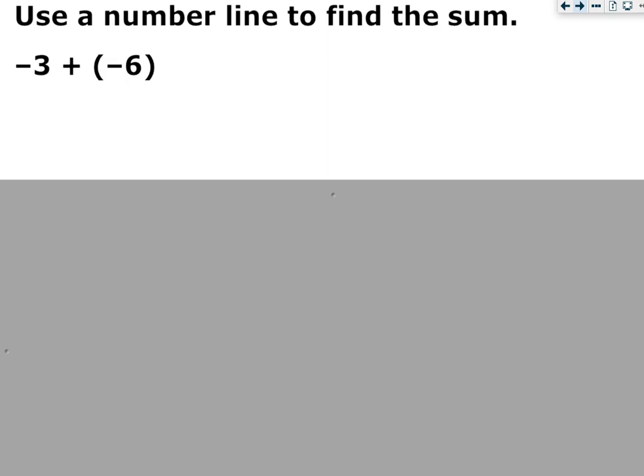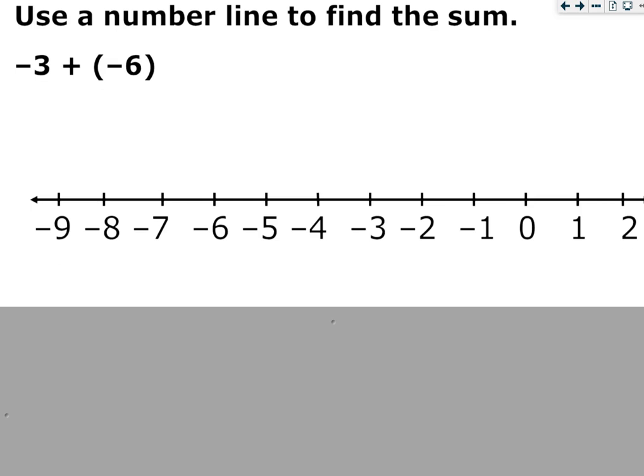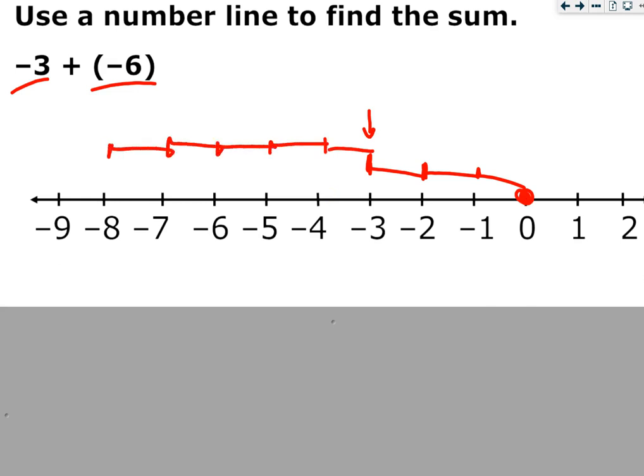Here's another example. -3 plus a -6. So we're going to go down to our number line here. Remember, you always start at 0. So from the 0, we're going to move in the -3 direction. You move 3 units to the left. So 1, 2, 3 units to the left. From this spot, you move another 6 units to the left because it's negative. 1, 2, 3, 4, 5, 6. Where you end is your answer.